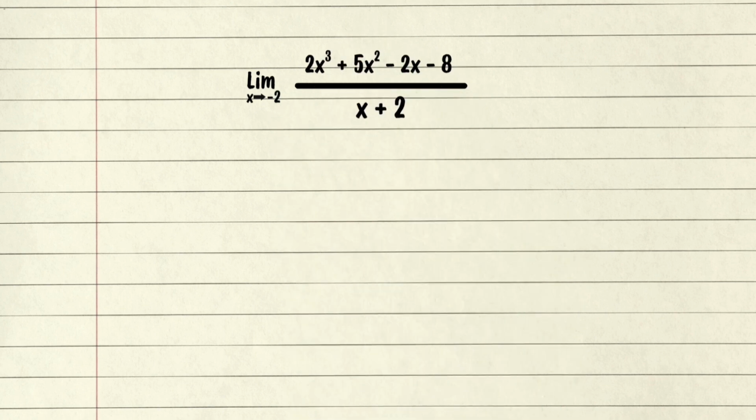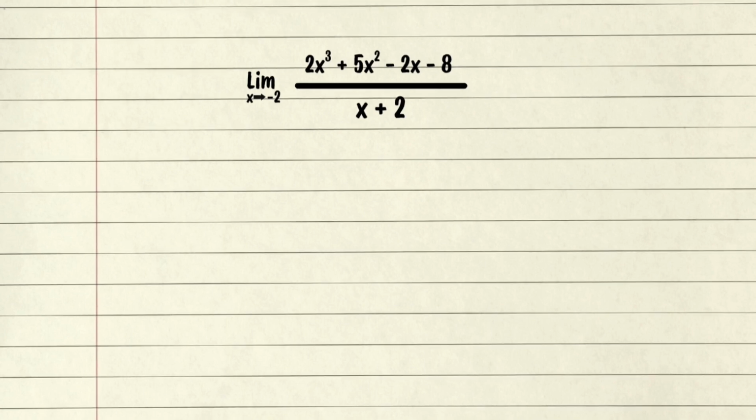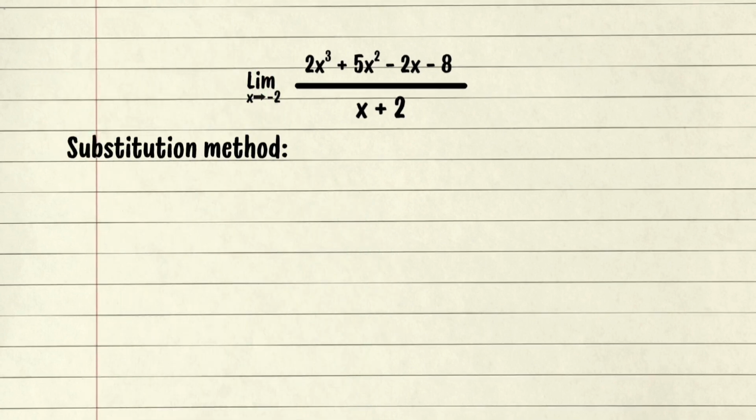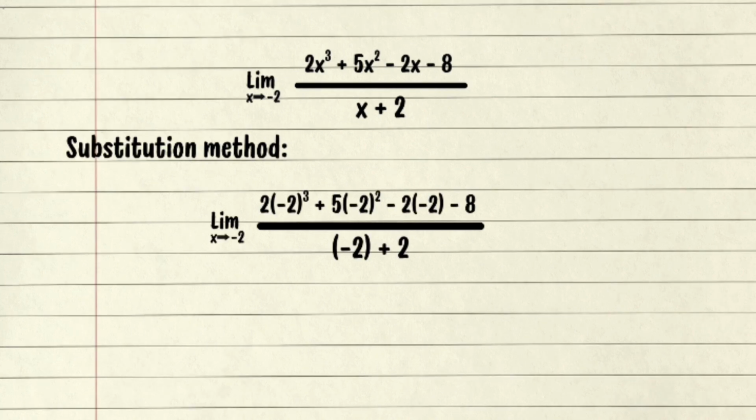Let's help her. So the given expression is the limit of 2x cubed plus 5x squared minus 2x minus 8 over x plus 2 as x approaches negative 2. This seems pretty complex. So first, let us try using the direct substitution method. Let's substitute the value of our x, which is negative 2. So, all of our x's will be negative 2.